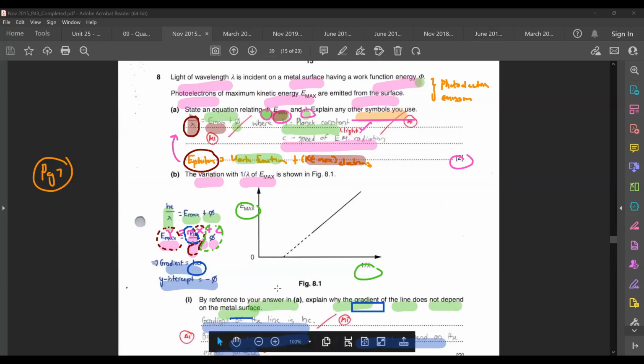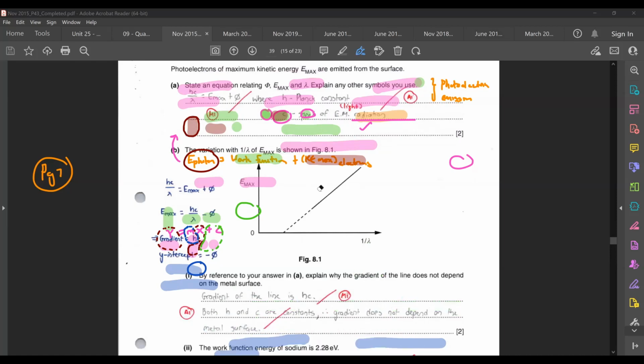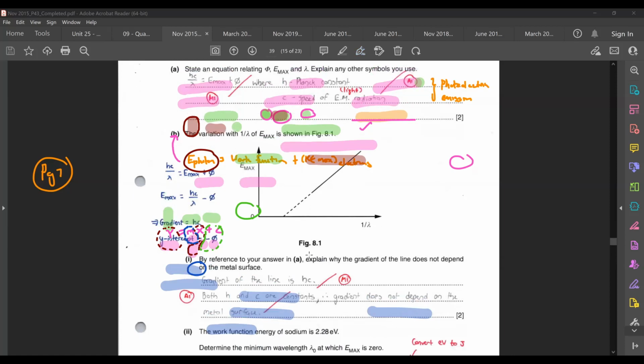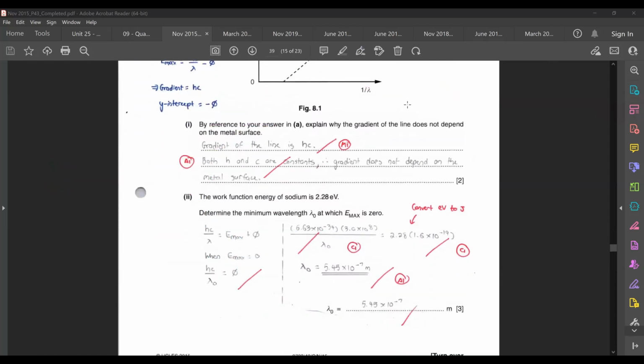So that's the actual answer. You just need to say that because the gradient is hc, and because h and c are constants, therefore your gradient will always be constant throughout, regardless of whatever metal that you use. So this is another 2 marks, which is pretty straightforward. Then let me just clear out the diagram and move on to part 2.